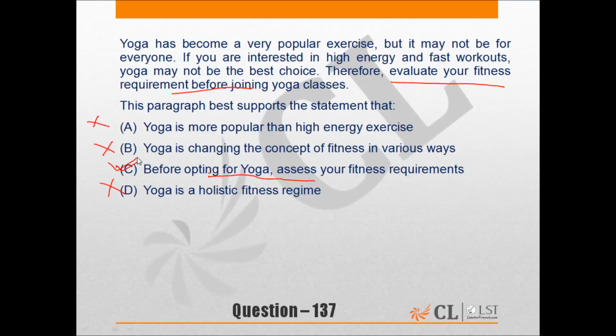This would be an ideal approach for attempting questions of this type. Read the paragraph first, then go through the options and try to negate the options. Try to attack the options. If you find that some option is directly supported by the passage and therefore cannot be negated without contradicting the passage, then that option will have to be the right answer. Before opting for yoga, assess your fitness requirements. This is clearly mentioned in the passage. So this cannot be contradicted without attacking the passage. Hence, option C will be the right answer.